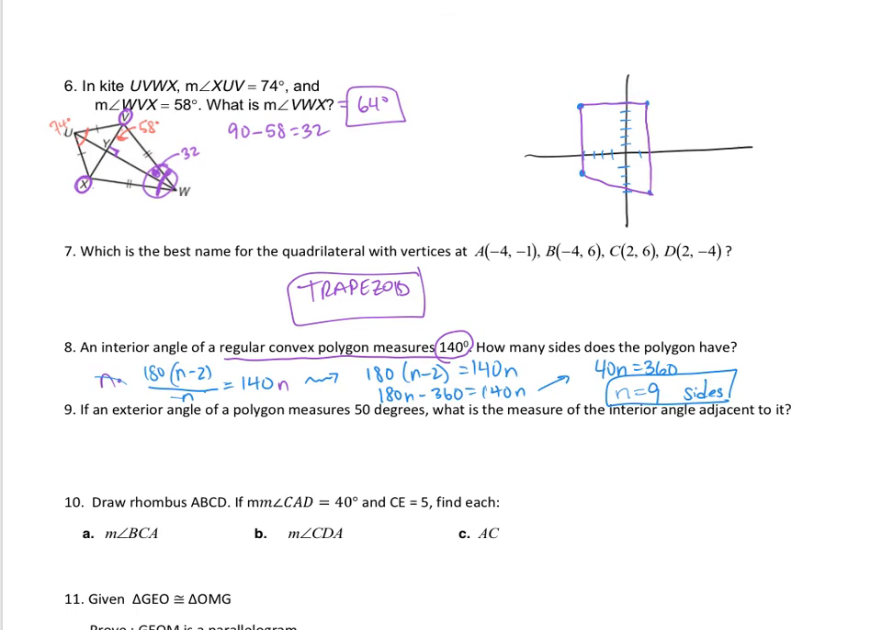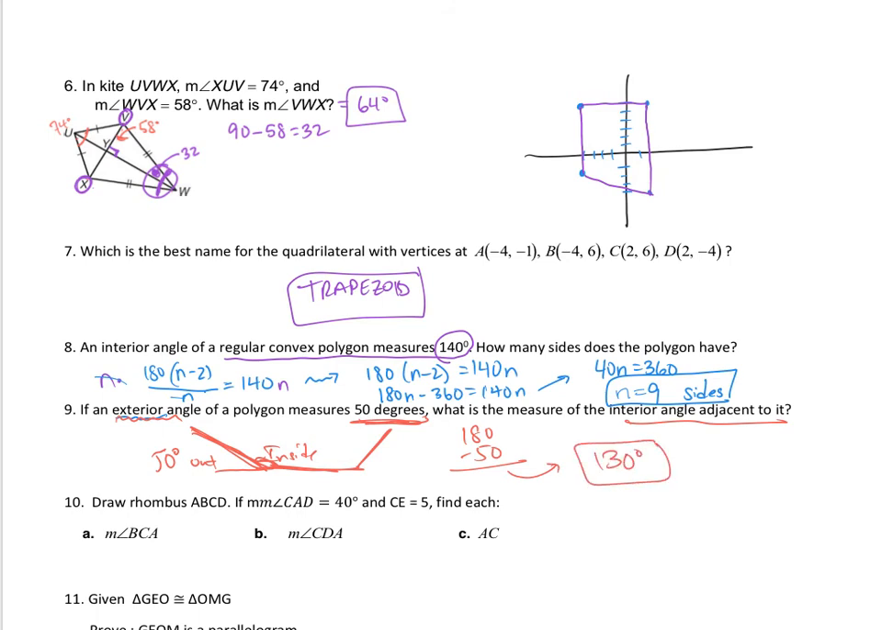Okay, if an exterior angle of a polygon measures 50 degrees, what is the measure of the interior angle adjacent to it? So what this is saying is if I draw my polygon and these are the inside and this is the outside, it could have more sides to it, I'm just drawing one part of it. If this exterior is 50 degrees, I need to find out what this interior would be. Well, that's just going to be 180 minus 50, so 130 degrees. That's just based on a linear pair principle.